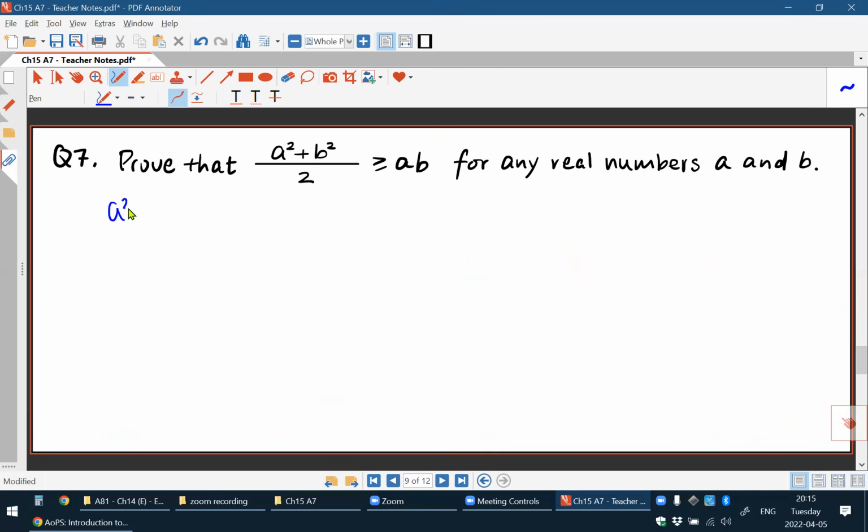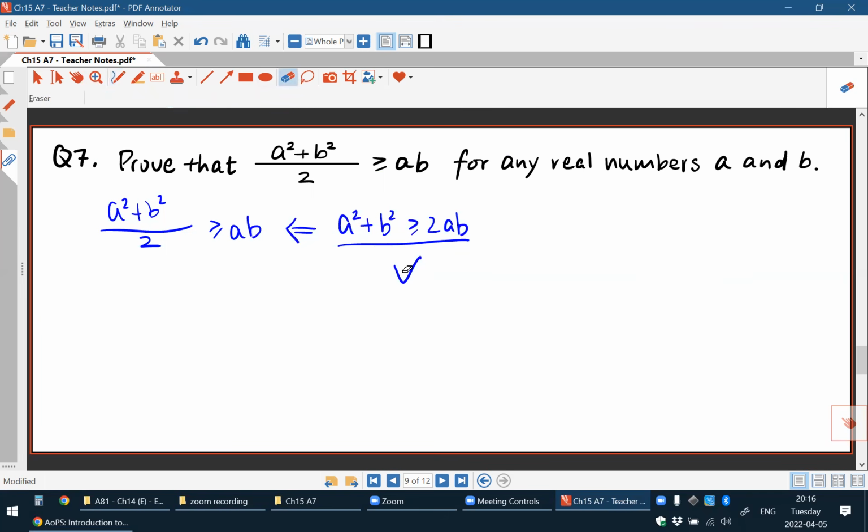Okay, we can think of this question like this. In order to prove that the sum of a squared and b squared over 2 is greater than or equal to ab, we need to prove... So pay attention to the direction of the arrow here. In order to prove the left side, we need to prove a squared plus b squared greater than or equal to 2ab, right? Because if you can prove this, you can just divide both sides by 2. Then you will get this one, right? So if you can prove this one is always correct, then the left side is always correct. Do you understand?